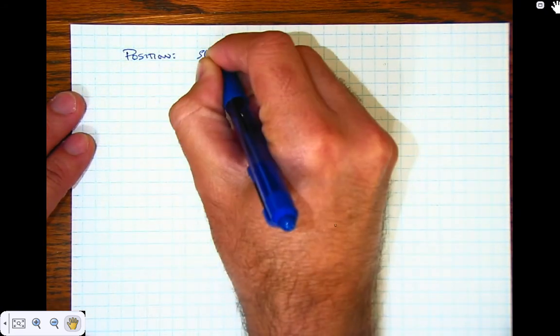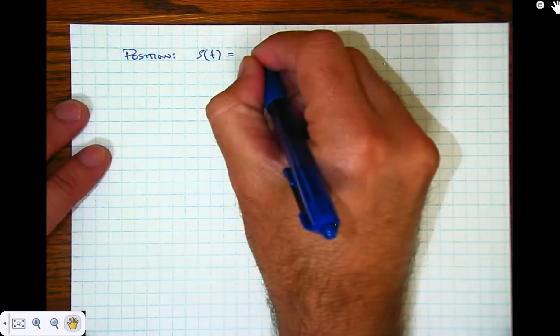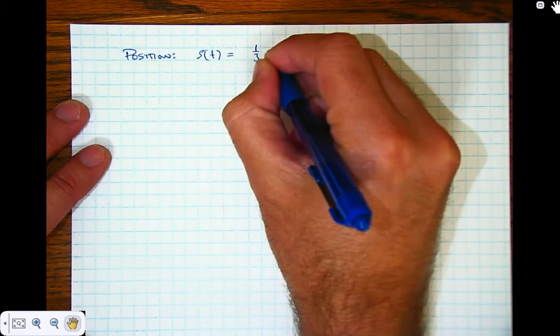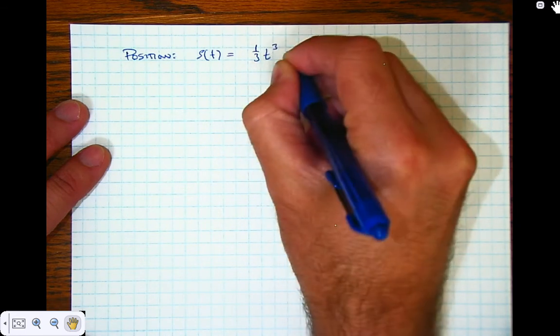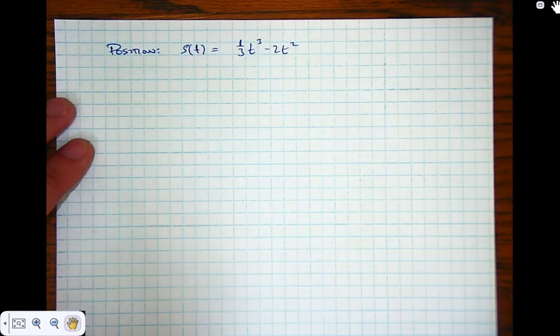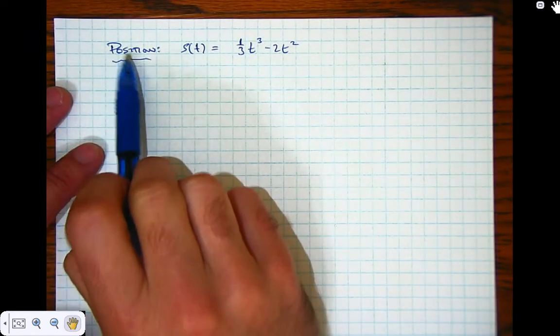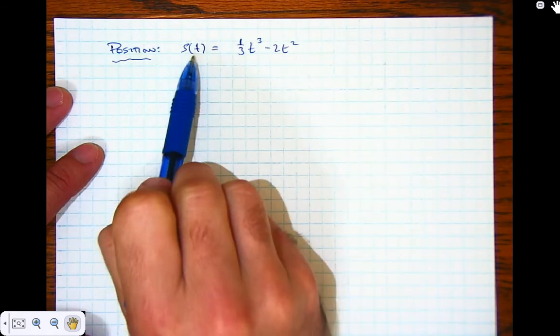A lot of times in physics they use s of t or x of t, but either way it's the position. And I'm going to say that my position function is 1/3 t cubed minus 2t squared. And so I really want to take some time here to make sure you understand what's happening. So this is going to tell you the position of the particle at any time.